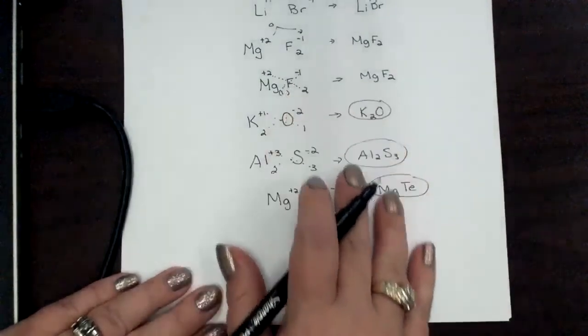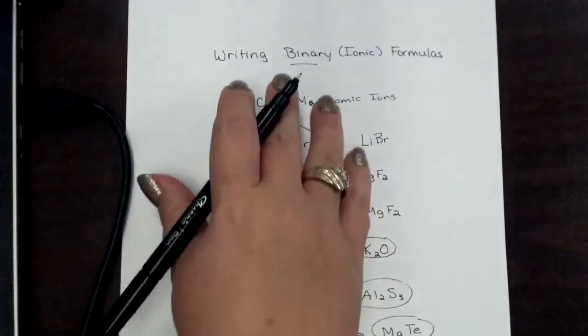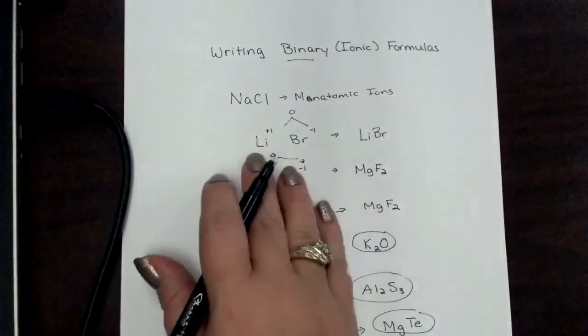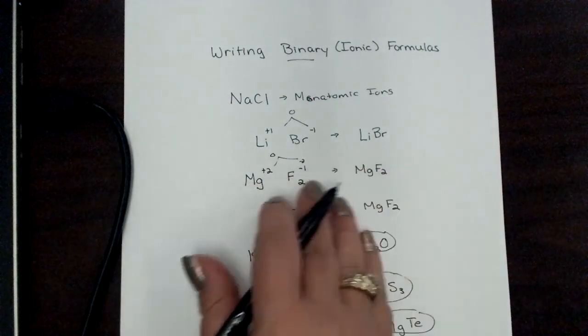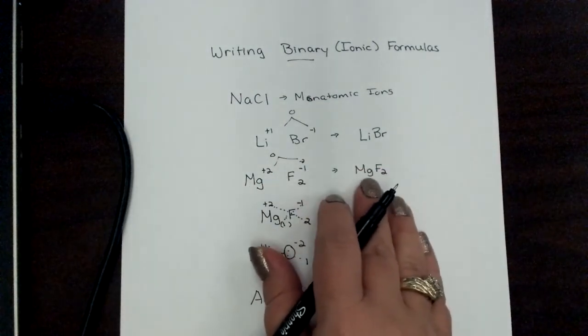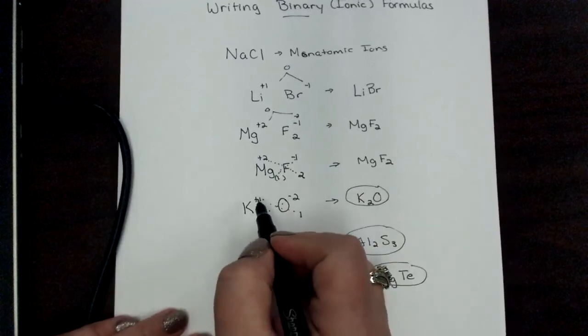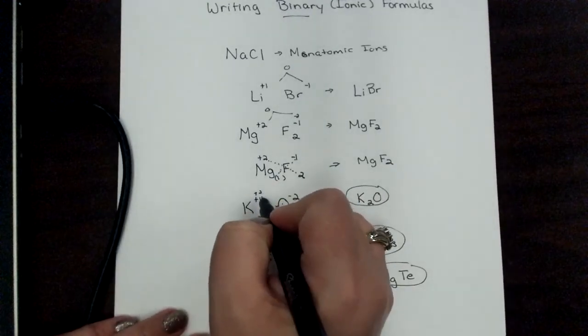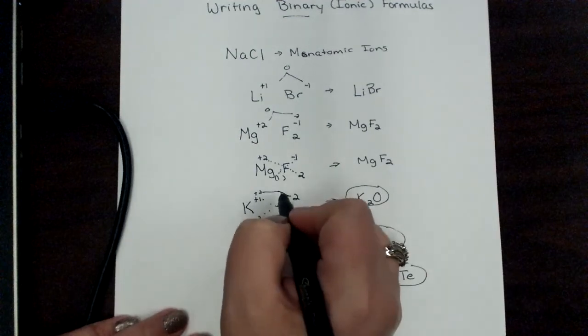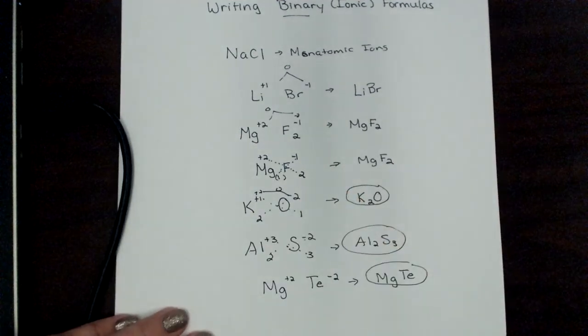Okay, so this is how you do binary ionic formulas. We use the ions and then we crisscross in order for them to be balanced. And by crisscrossing, it allows us to balance those charges to equal 0.